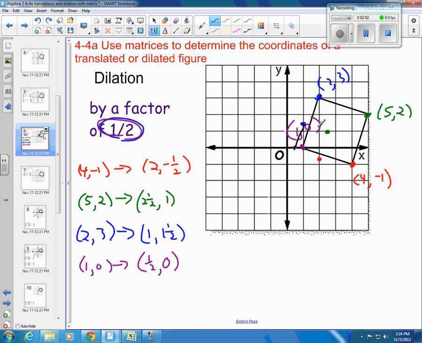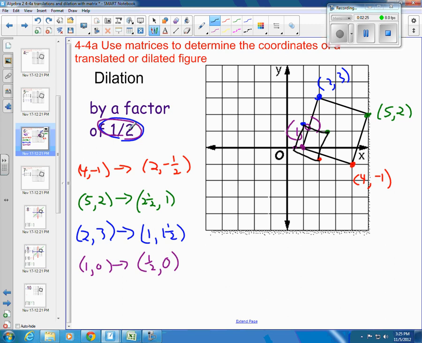Then we can take our black and draw in our new object. Oops, that's not a very good line. And our new object has been shifted slightly and every side is going to be half of the side of the original. So that would be by a factor of 1/2 and how we would do it with Algebra 1.